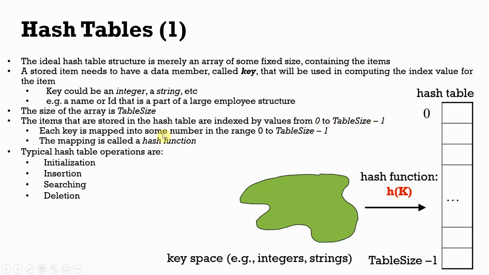Each key is mapped into some number in the range 0 to table size minus 1. This mapping is done using a function called the hash function. Typical hash table operations are initialization, insertion, searching, and deletion.